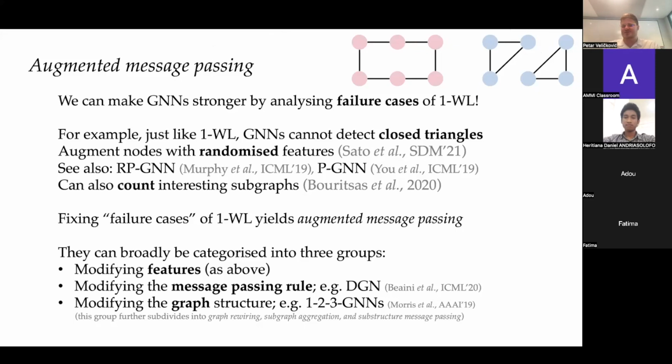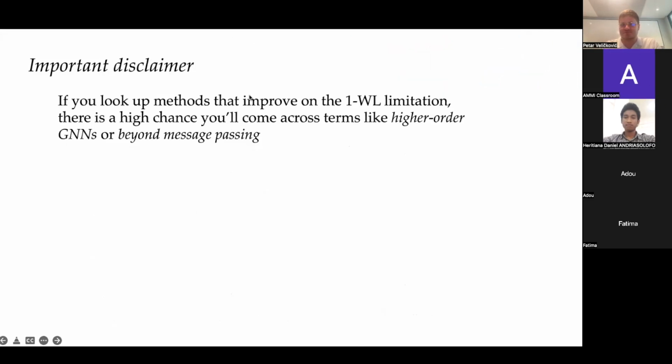And the last suggestion, which aligns really well with what Joseph suggested, is you could modify the graph itself to give you clues about the structure. And this gives you some models like 1, 2, 3 GNNs. And it further subdivides into various categories like rewiring the graph, aggregating over subgraphs, or message passing over substructures.